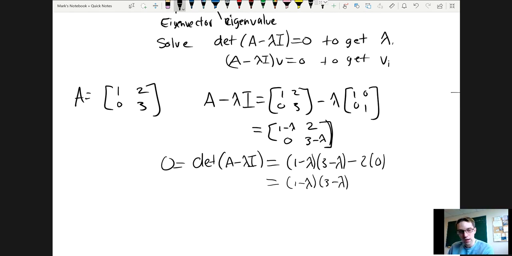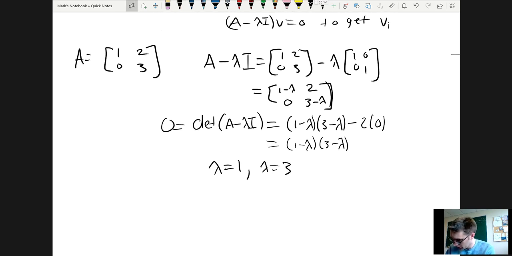And notice, by leaving it factored, it's very clear. Lambda must be equal to 1, or lambda must be equal to 3. Those are the two eigenvalues for this matrix. And once we've got our eigenvalues, we can start to find the eigenvectors.